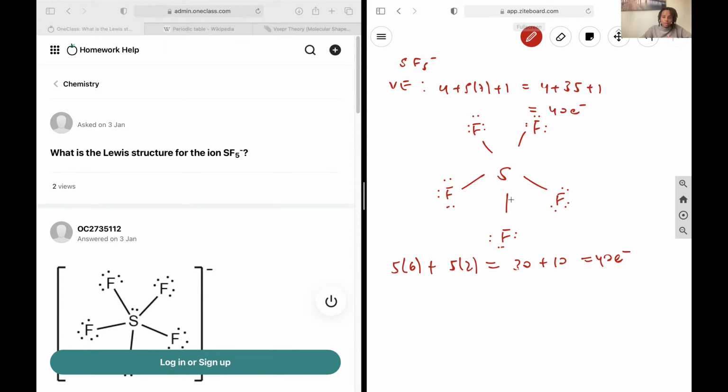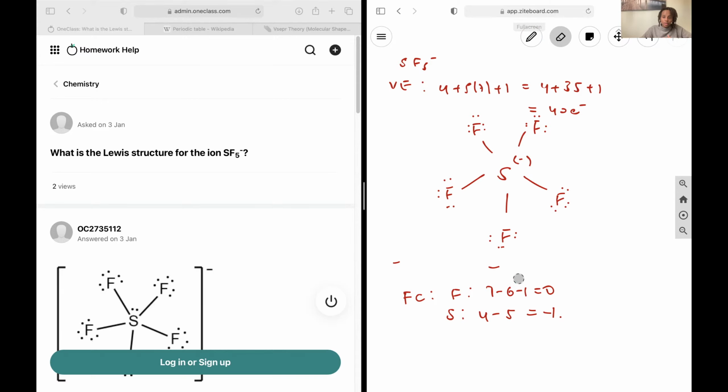I can double check on my charges. And so on all of the fluorines, it is going to be 7 minus 6 minus 1, yielding 0. On the central atom, it is going to be 4 minus 5, yielding that negative 1 charge that we see. And so the negative charge will be on my central atom. So now that I have the formal charges, they're all making sense. They've been minimized. And they add up to the net of negative 1. And so this is going to be my final structure.